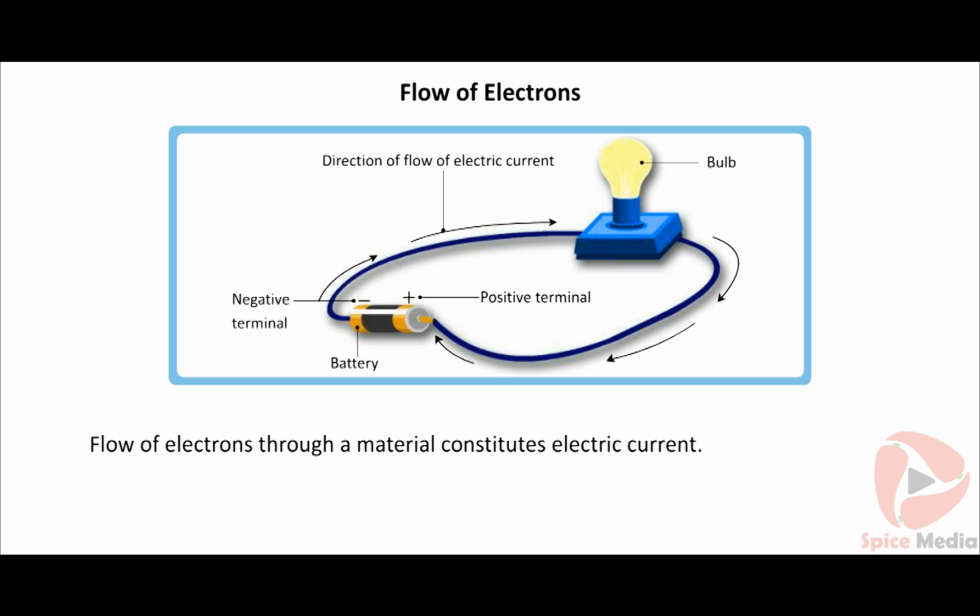Flow of electrons through a material constitutes electric current. A simple circuit consisting of a source of electrical energy, a device that utilizes the energy, and conducting wires connecting them is shown. Click on the animation button to know more about the flow of electric current in a conductor.